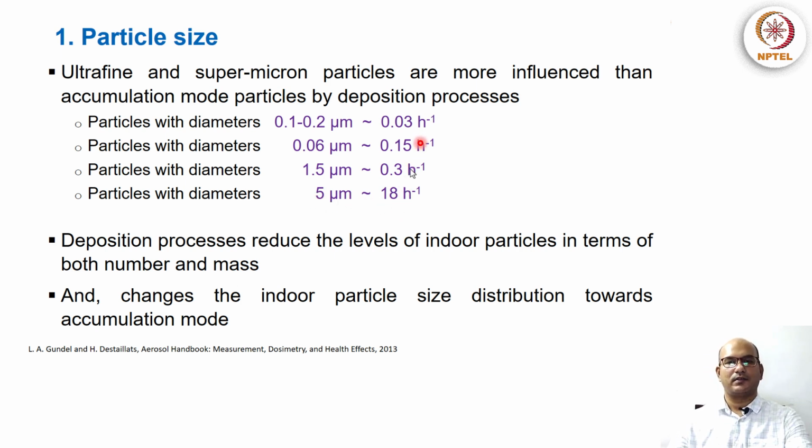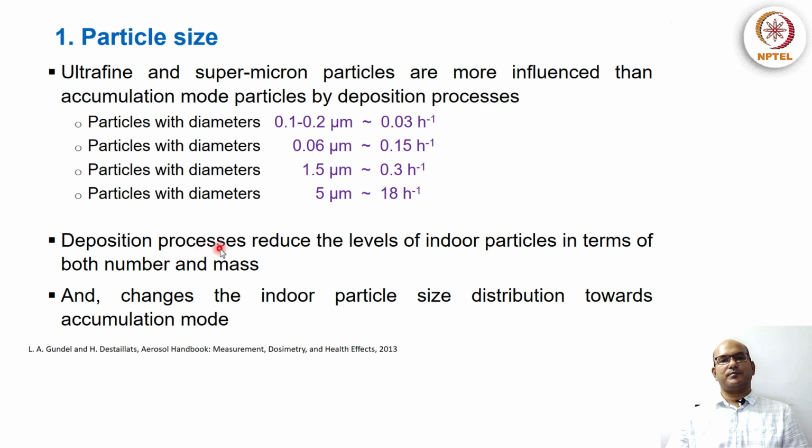So it is almost 60 times higher than even 1.5 micrometer. So we can easily see that the accumulation mode particles have the lowest deposition rate, and then we have some higher deposition in the ultrafine and much higher in the coarse particle range. So when we have this deposition happening, as we can see, the deposition is higher in the ultrafine and coarse range, which means the accumulation particles will remain in the air.